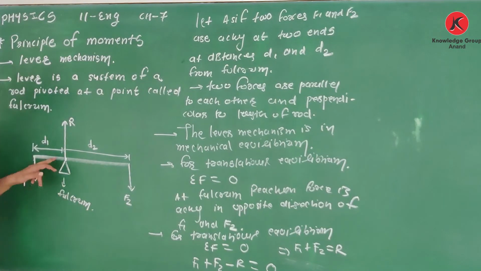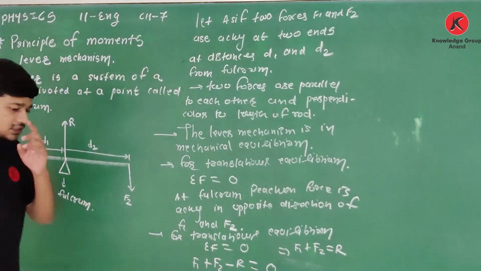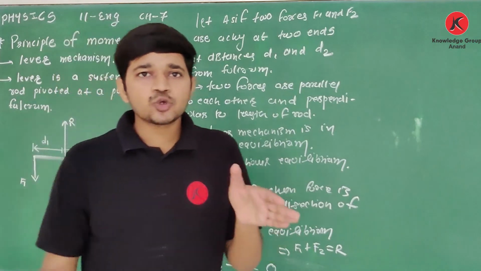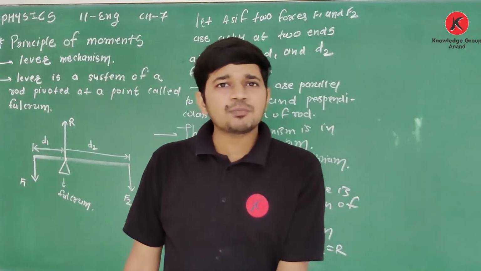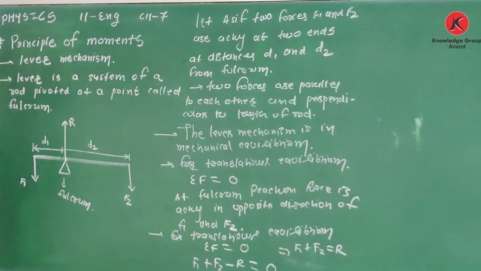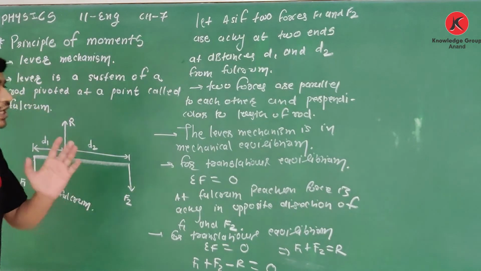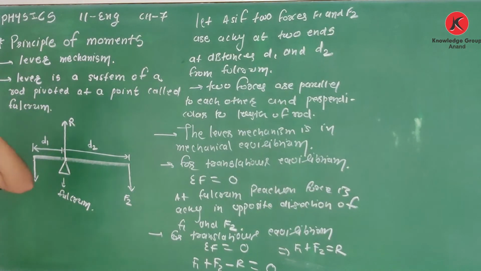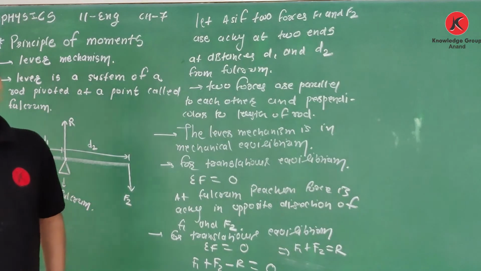And torque with respect to this fulcrum, because in a seesaw, yes, that seesaw will perform rotational motion about that pivoted point, the fulcrum. Yes or no? Here, this lever mechanism will perform rotational motion about this fulcrum. So yes, we now have to take rotational equilibrium. For rotational equilibrium, we have to take torque. Torque means force into perpendicular distance.